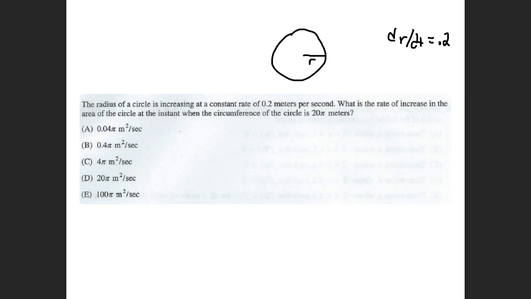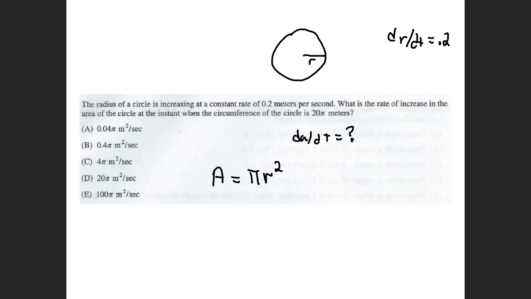What is the rate of increase in the area of the circle? Okay, so I'm looking for the rate of increase in the area. So what am I looking for? I'm looking for dA dt. That's what I'm looking for. I want to know how fast the area of the circle is increasing. Okay, so area of a circle is pi r squared, correct? So that's what I'm going to take a derivative of. But then they gave us a little twist at the end. It says when the circumference of the circle is 20 pi meters.